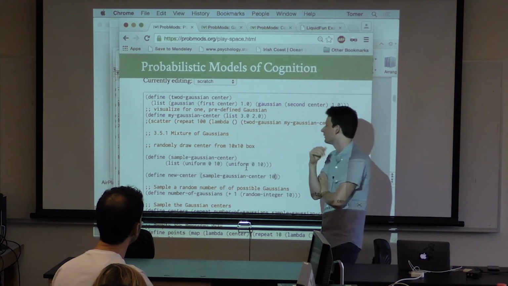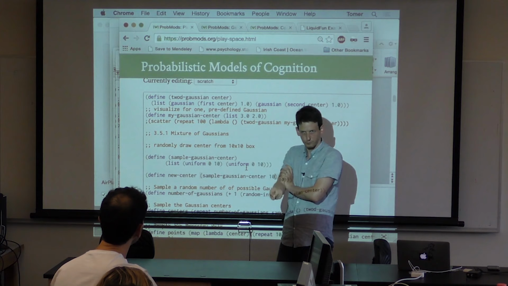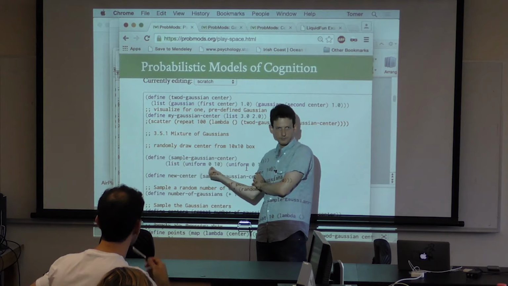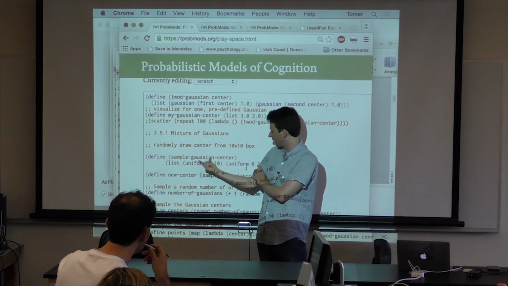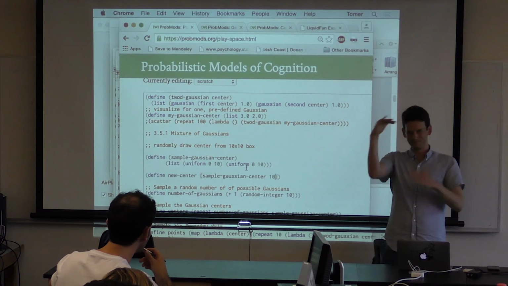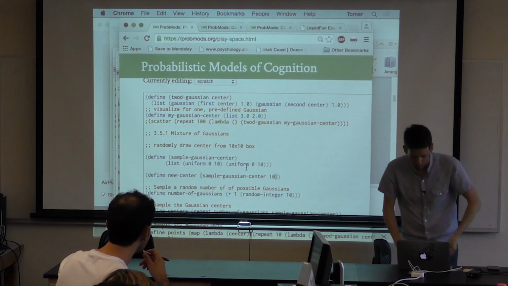Each time you evaluate this procedure, what it's going to give you back is a pair, where the first thing in the pair is a uniform between 0 and 10, and the second thing in the pair is a uniform between 0 and 10. If all you were to do were to sample Gaussian center, you would get back some number uniformly distributed in the 10 box. Okay? Good. Where the first one is, let's say, x, and the second one is y.